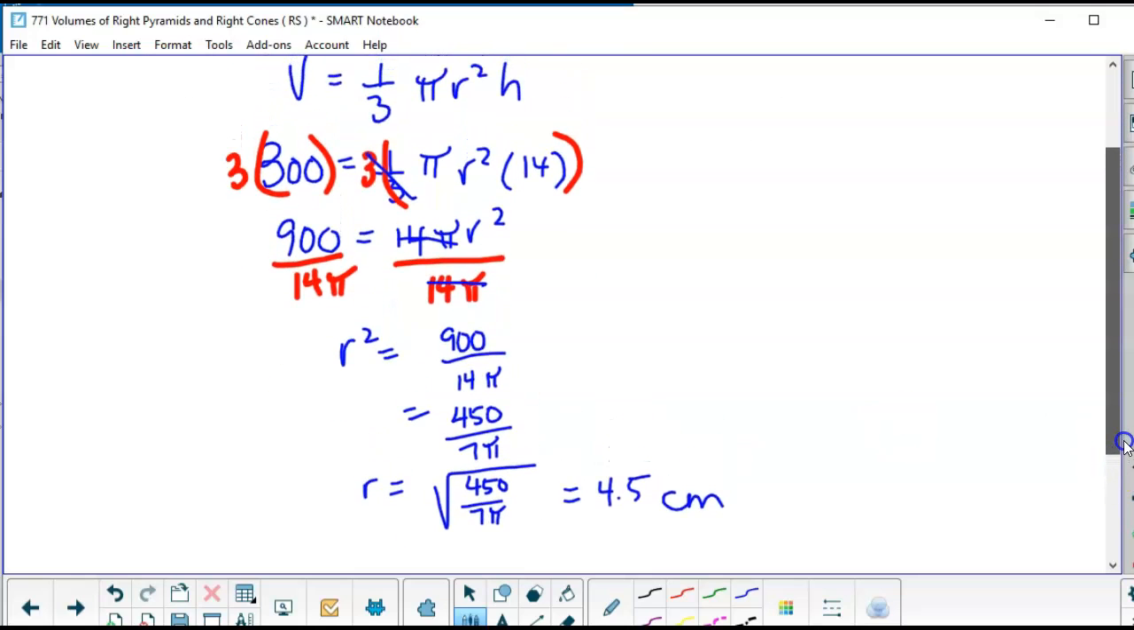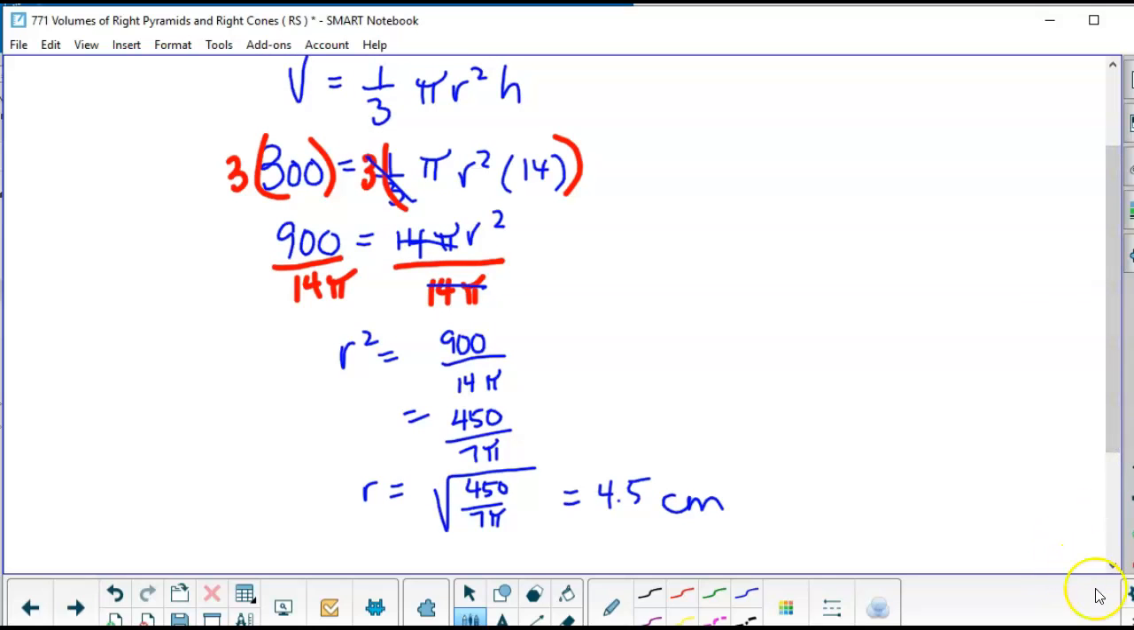Okay, so that's a working backwards type question. And that's it.